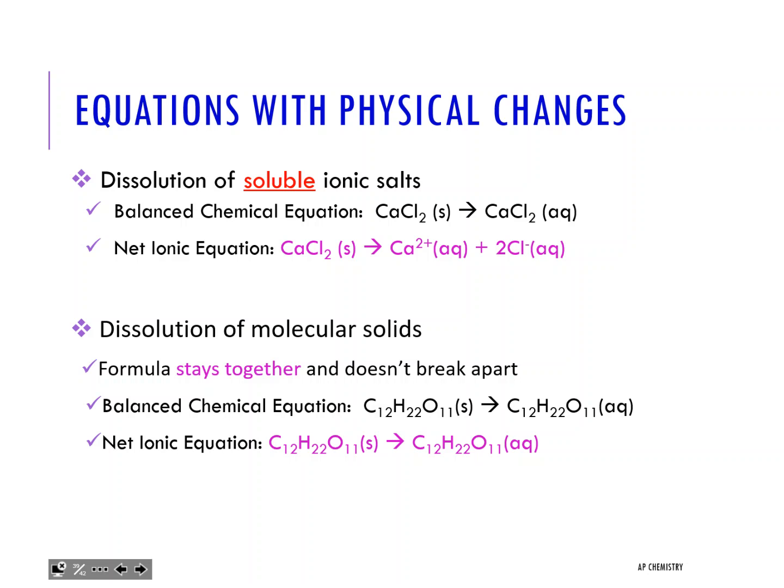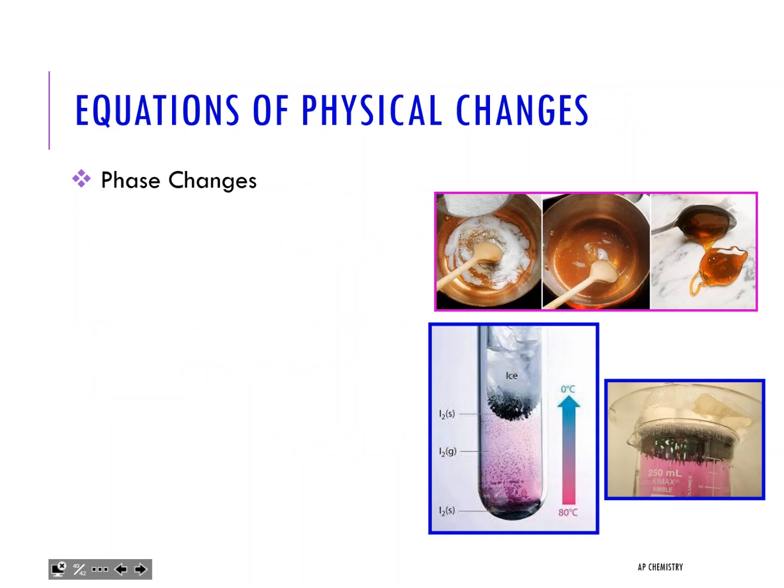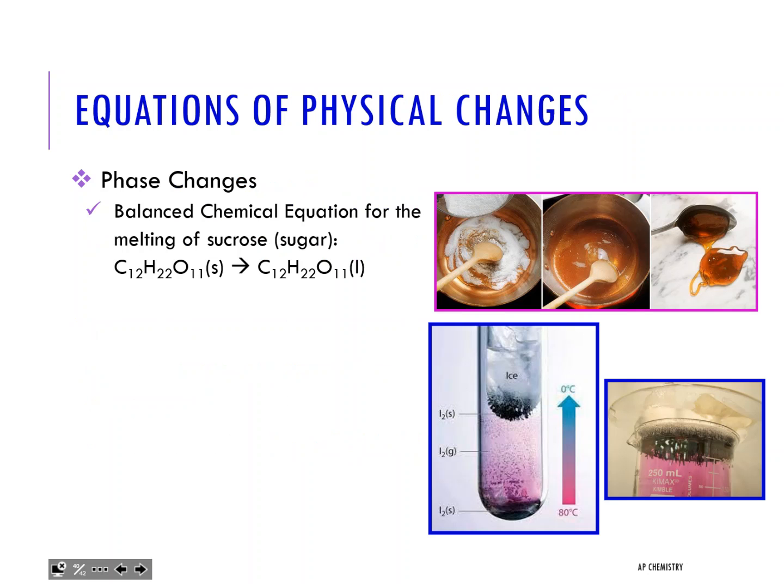Last but not least, phase changes can always be written in equation form. We already kind of talked about that, but let's take a look again at phase changes. Like the melting of sugar. People melt sugar all the time, so you go from solid to liquid. The only difference here, once again, nothing separates because it's molecular, so solid to liquid, that's how you would write the phase change. Okay?